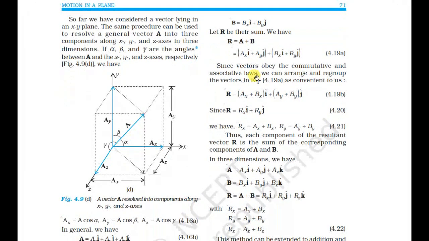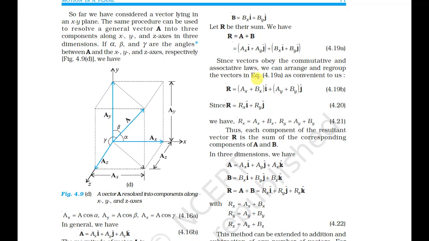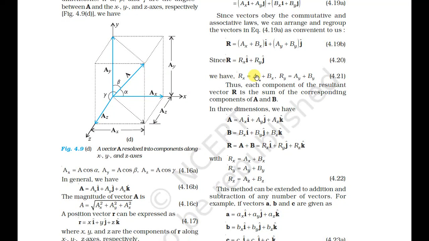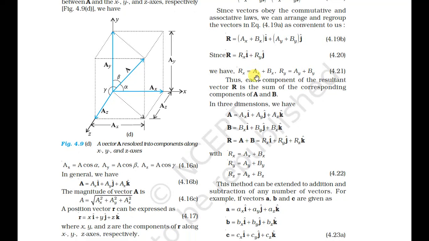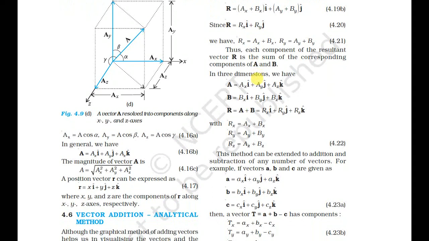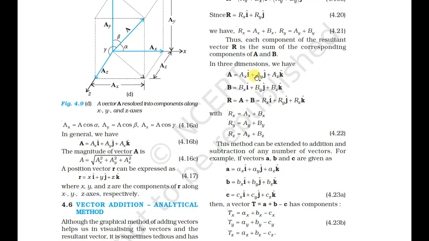So far we have considered vectors lying in the xy plane. The same procedure can be used to resolve a general vector A into three components along the x, y and z axes in three dimensions. If alpha, beta and gamma are the angles between A and the x, y and z axes respectively, then Ax equals A cos alpha, Ay equals A cos beta, Az equals A cos gamma. In general, A equals Ax i cap plus Ay j cap plus Az k cap.